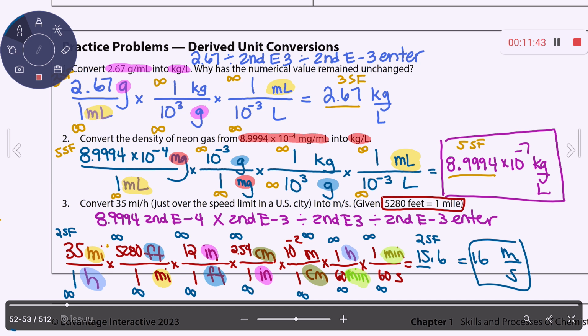You want to know how I got that in my calculator? Yeah, I got 1.5. Okay. Can I erase number 2? Or can I write it up here at the top? The very top? Okay. Up here on the very top, it's 35 times 5280 times 12 times 2.54 times second E negative 2 divided by 60, divided by 60, enter. Tell me what you get. There you go, 15.6.